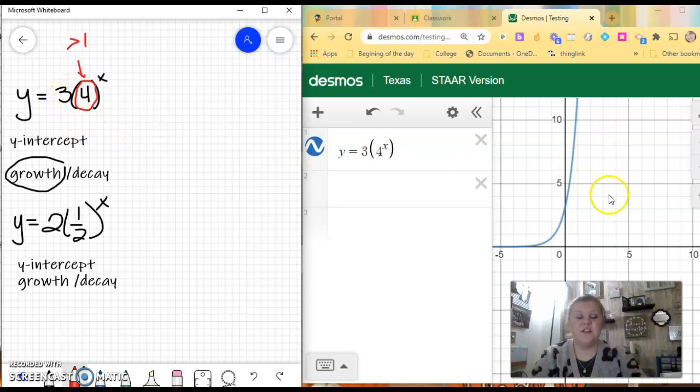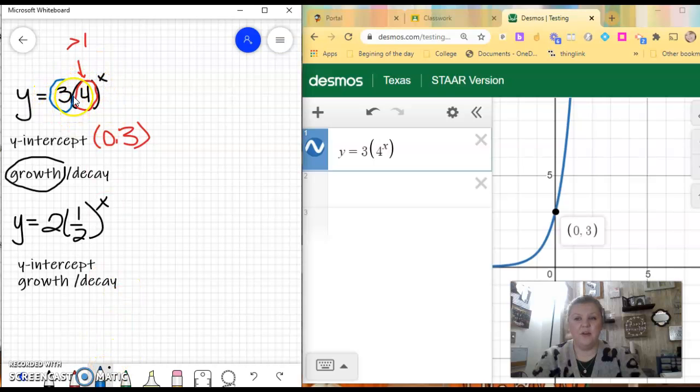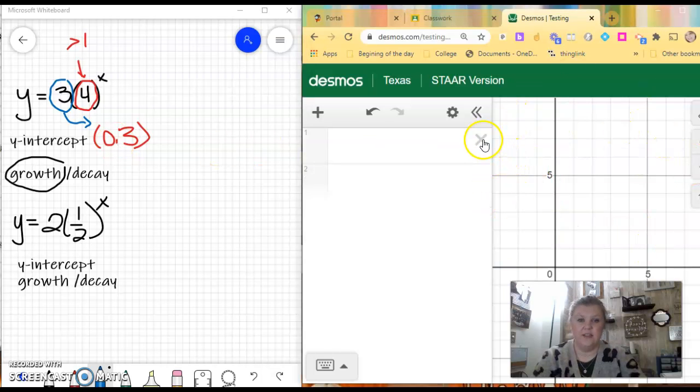Okay. Now, as far as my y-intercept goes, if I zoom in, remember if I click on it, it's going to go ahead and tell me, right? So here's my y-axis. So my y-intercept in this case is going to be 0, 3. And you guys notice that I also have a 3 right here. So this number in front of my 4 to the power of x is going to be my y-intercept. Okay, but again, we're able to graph that and double check that.